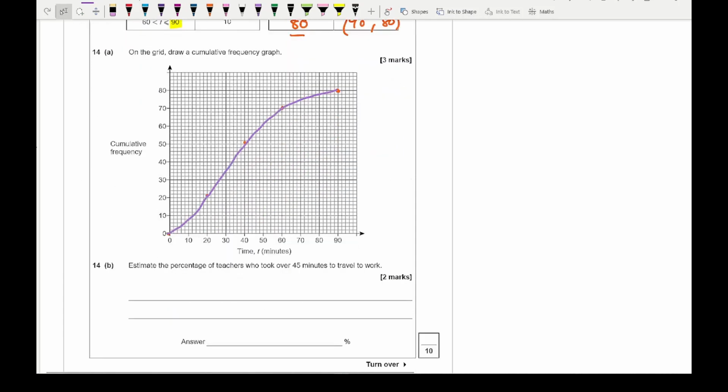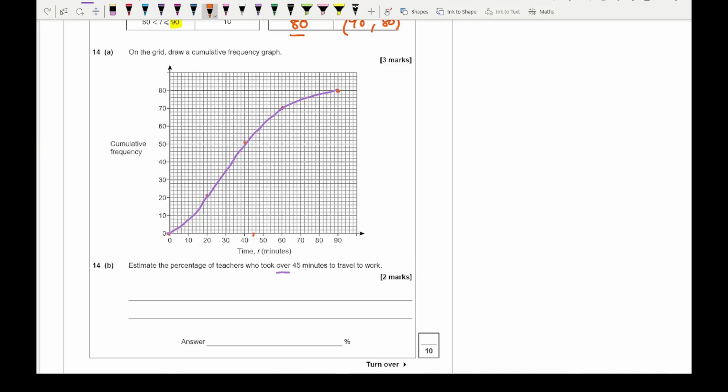Now 14b says: estimate the percentage of teachers who took over 45 minutes to travel to work. Now the key word here is over. When you're reading a cumulative frequency value straight from the graph, it's always going to be that number or less. So for this, I need to use the graph to find out how many teachers took less than 45 minutes, subtract that from 80, and then I'll get the number of teachers that took over 45 minutes. So I find 45, which is going to be here.